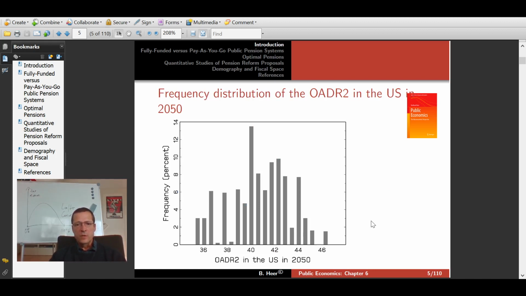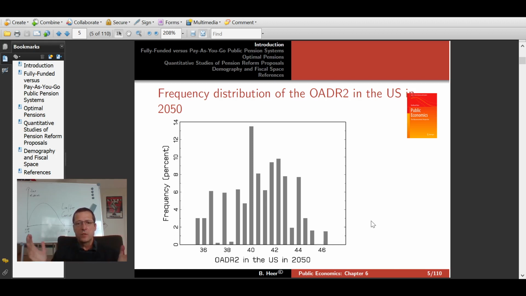So in this picture here on slide 5, you see the frequency distribution of the old age dependency ratio in the United States in 2050. This is a model estimated by the United Nations. And I would like to thank Hannah Savitchkova for providing me with the data. She was involved in setting up this Bayesian model and estimating this model. So thank you to her.